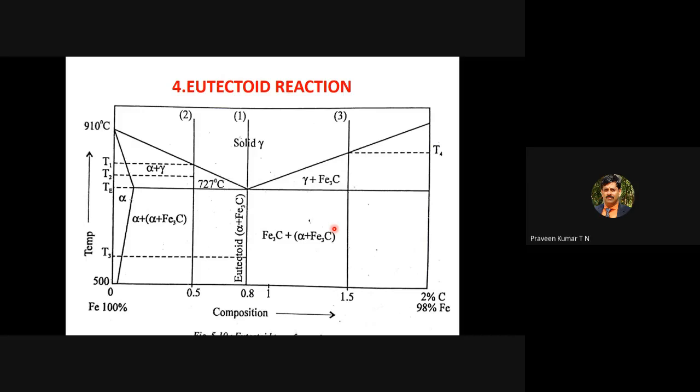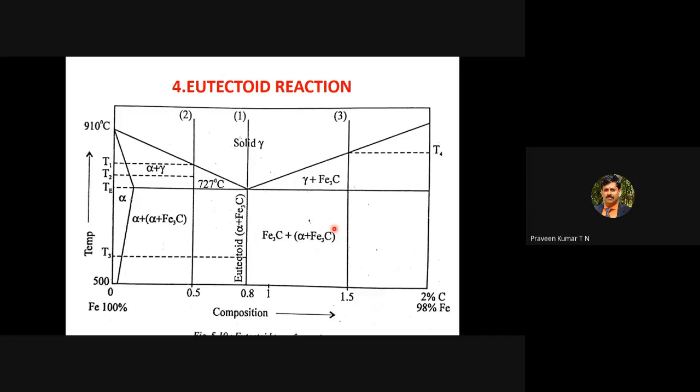Okay. So this is a separate reaction slide, because if you see the complete iron carbon diagram, it may not be clearly visible. I have put in some more slides so that it will identify only the reactions.